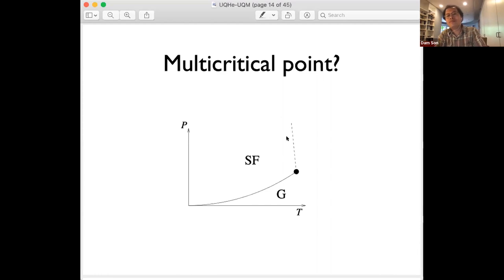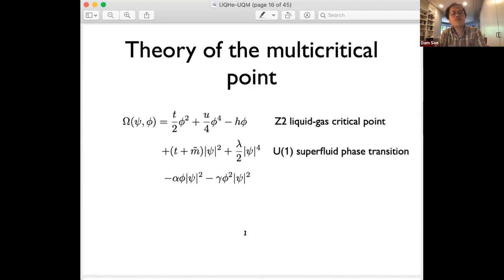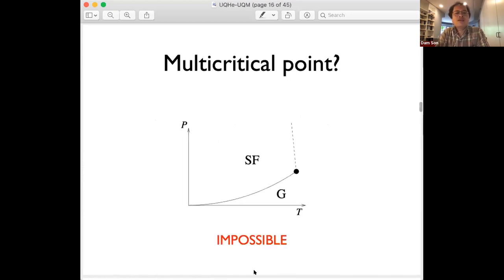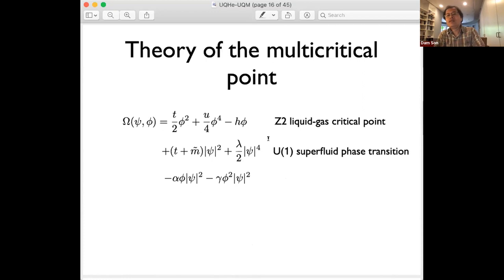the superfluid phase transition. So that is a very interesting possibility, because now we have two phase transitions happening at the same point. We would have a multi-critical point, but I will show that this scenario is impossible. So suppose that it is possible. That is, at some value of the mass of the nucleus, one would have a critical point where both the superfluid phase transition and the liquid-gas phase transition happen at the same time. This situation in statistical mechanics is called a multi-critical point. It's a critical point of many order parameters.